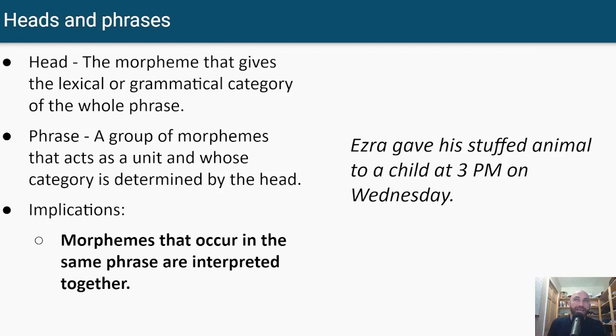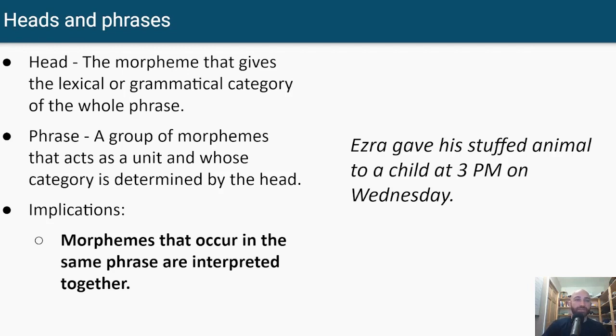So "a" is affecting the meaning of child, whereas with "his stuffed animal," "his" is affecting "stuffed animal." "His" is not affecting child in this example. So the idea is that by dividing up sentences and words into phrases, we can see which words are interpreted together. That's the basic idea.